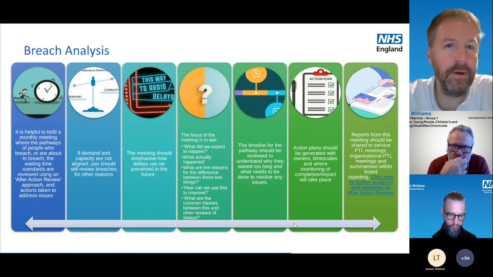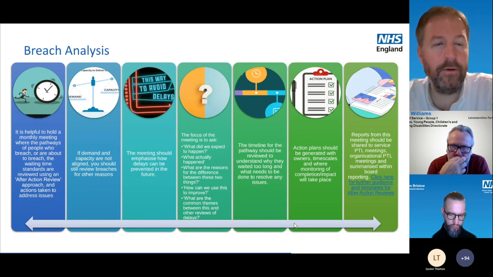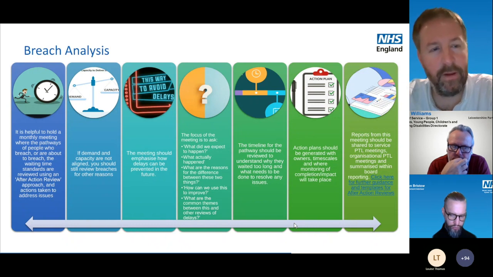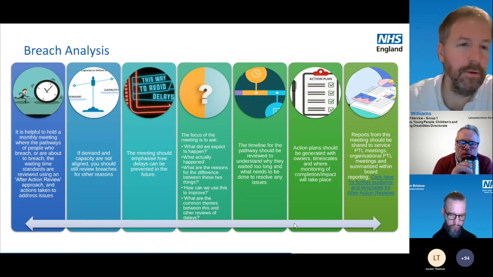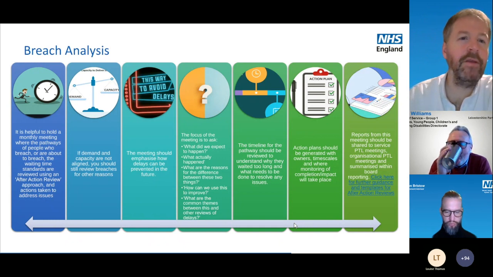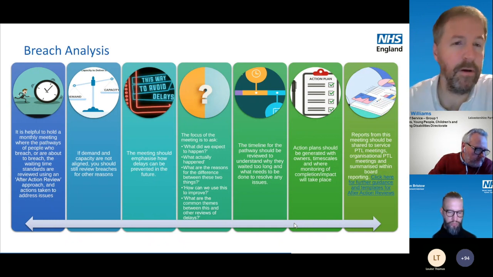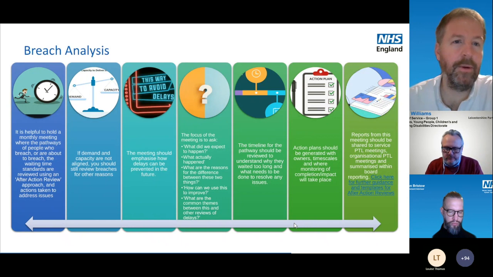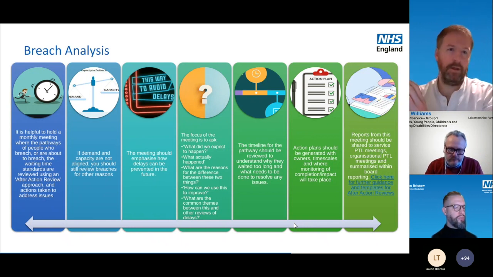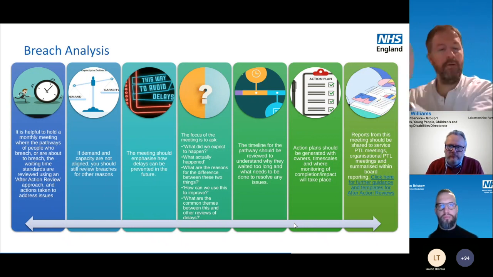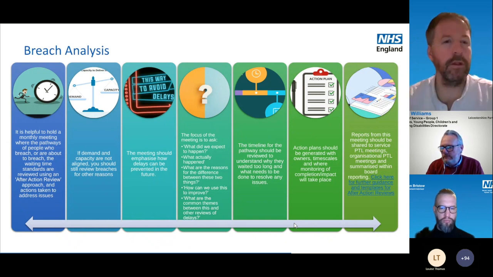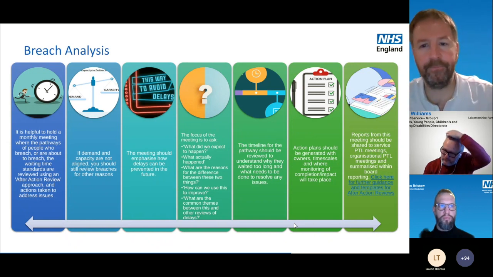It's important to note, if your demand and capacity are not aligned, so if you know you haven't got enough capacity, there's a risk that you can spend your breach meeting analysing 20 pathways and saying on 20 occasions we didn't have enough capacity. That may well be true, but even if you had enough capacity, on some of those pathways things probably didn't go according to plan anyway. So if you haven't got enough capacity, it's important to acknowledge that, but move it off to one side and say, what are the other things in this pathway that we could have done better?